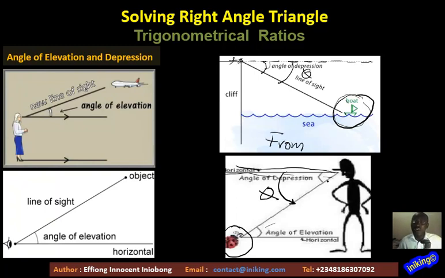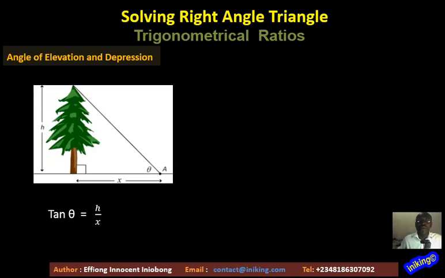And in this case, the angle of depression of this object from the eye level of this man. So that's where we are taking our angle from. Now with this, let's move in and see how we can develop our right angle triangle.